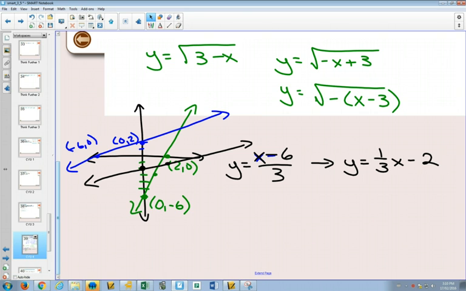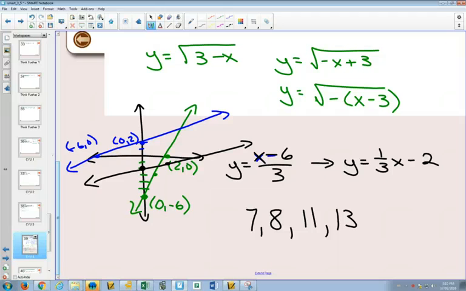So the questions you can do for this one are 7, 8, and then 11 and 13. And I put a little star beside 11 and 13 because they're going to make you think a little bit. So make sure you attempt those ones.